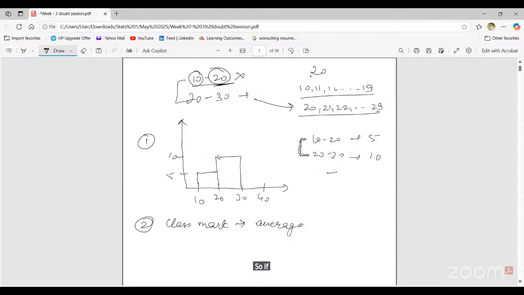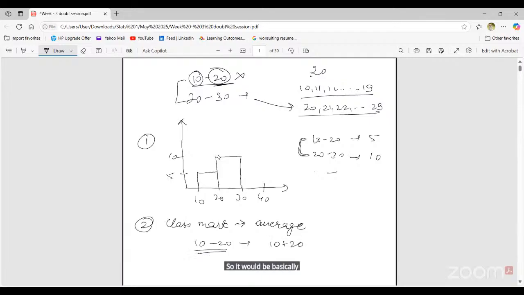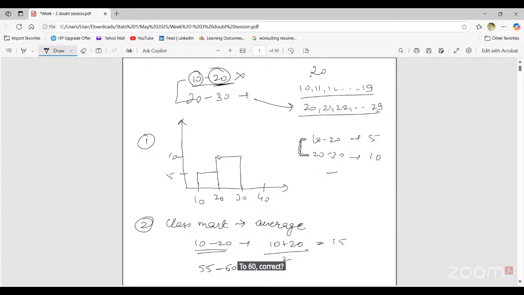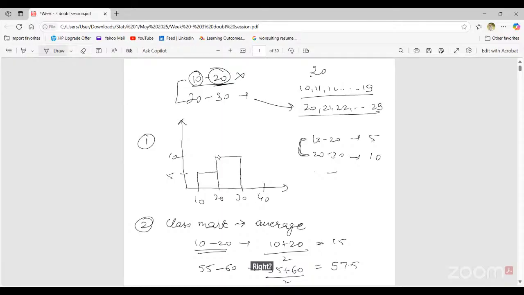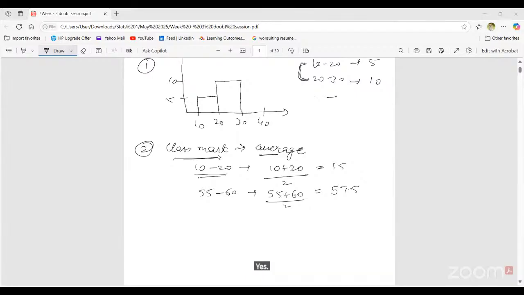If I have an interval like 10 to 20, my class mark would be the average of these two limits. So it would be 10 plus 20 by 2, which is basically 15. In the question, it is 55 to 60, correct? So this would be 55 plus 60 by 2, which is 57.5. Fine? So just remember this thing. Class mark is basically the average. Okay? Your doubt is clear?